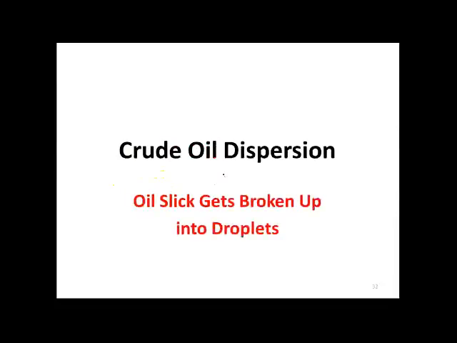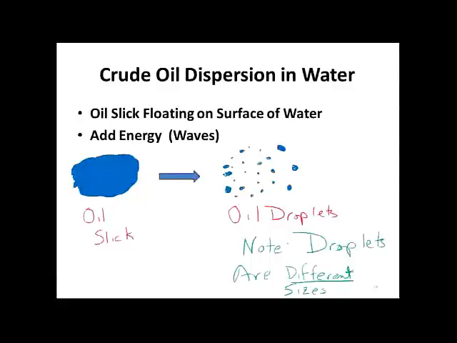So the key point here is that what happens with natural dispersion, with crude oil dispersion, no chemicals added, just the natural dispersion, the oil slick gets broken up into droplets. Here it's shown in something I already drew. So you've got the oil slick and you've got the droplets. The oil slick is floating on the surface of the water. We add energy, typically by waves. That's the most common energy, and the oil breaks up into droplets.